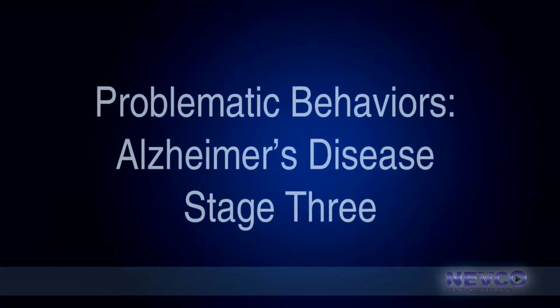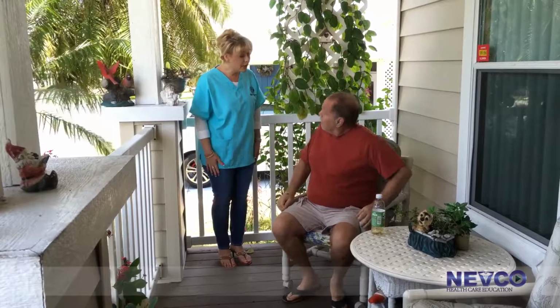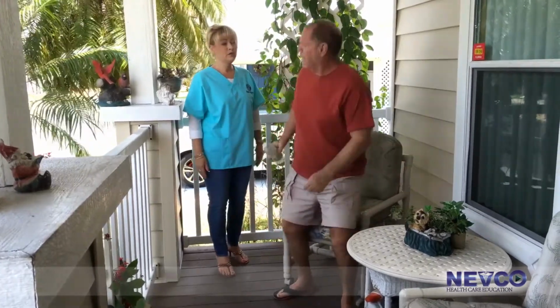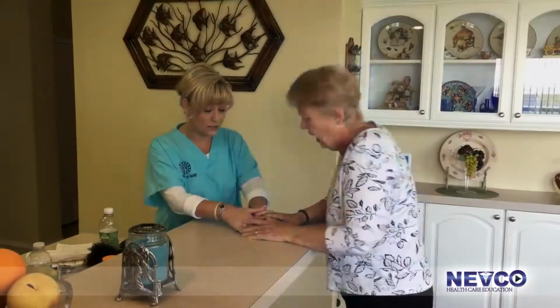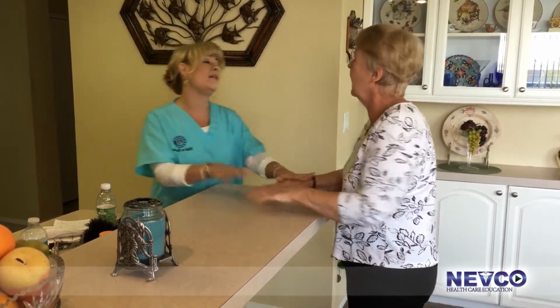Problematic behaviors, Alzheimer's disease, stage 3. During stage 3, a client with Alzheimer's disease may scream or yell inappropriately and may resist your attempts to assist with activities of daily living. Also during this stage, the ability to verbalize decreases, and attempts at verbal communication are often garbled. Words have little meaning with regard to what the client is attempting to communicate. And finally, many of the behaviors observed during stages 1 and 2 are greatly reduced or no longer observed.